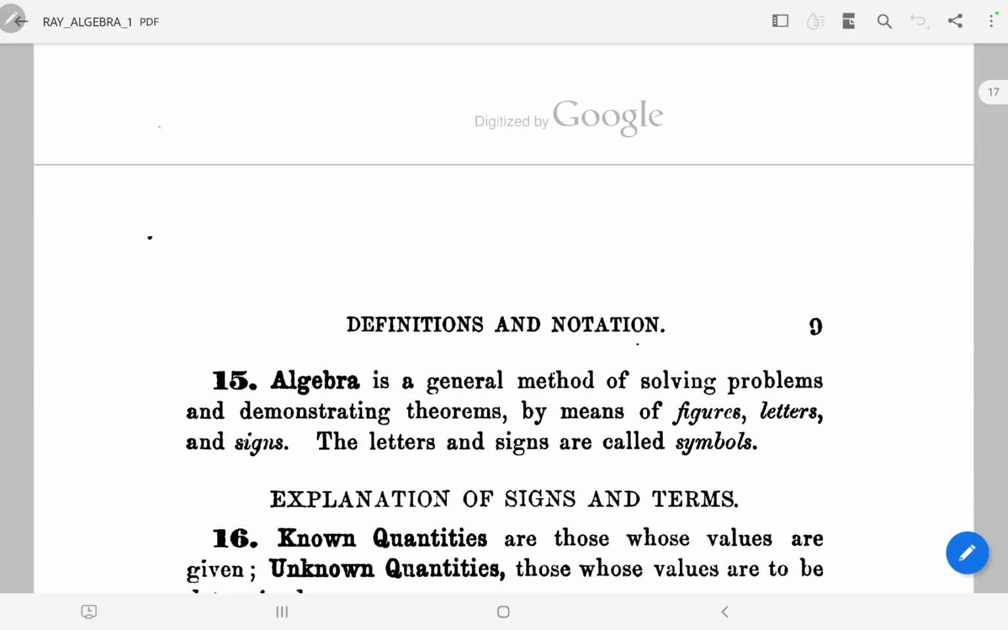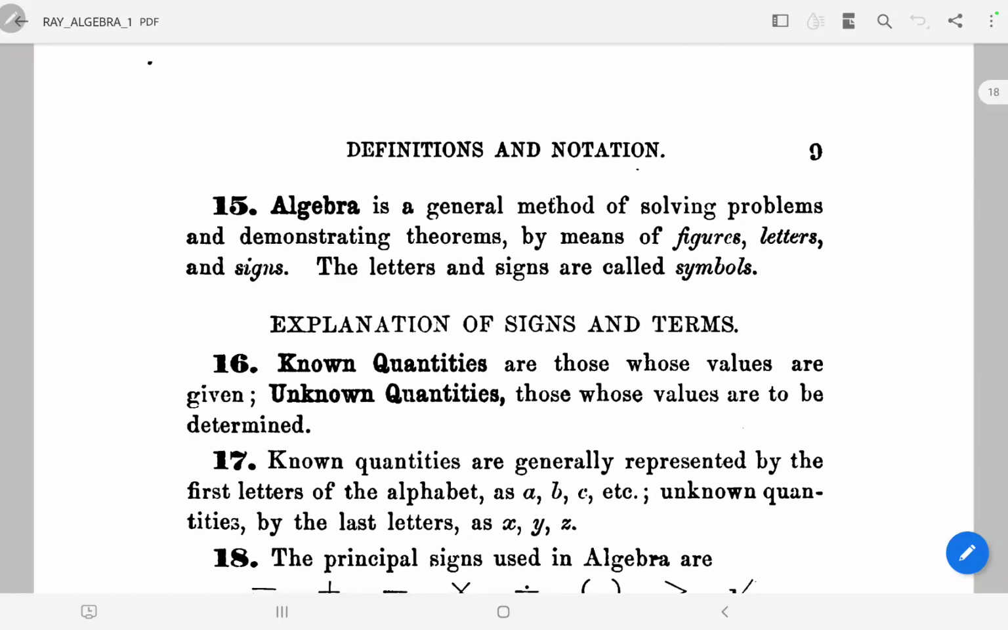Let's keep going down to Article 15. Here in Article 15, we have the definition of algebra. In Article 1, I told you there was a description that gave us some information about algebra. It said, in algebra, we represent quantities with letters. And I said, that's not the definition of algebra. Here we find the definition of algebra. Algebra is a general method of solving problems and demonstrating theorems by means of figures, letters, and signs.